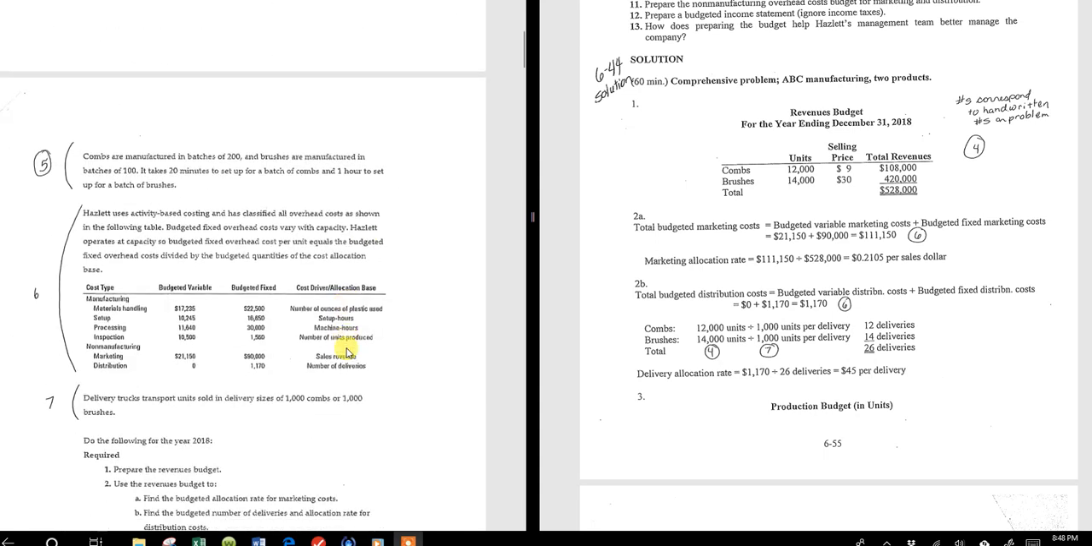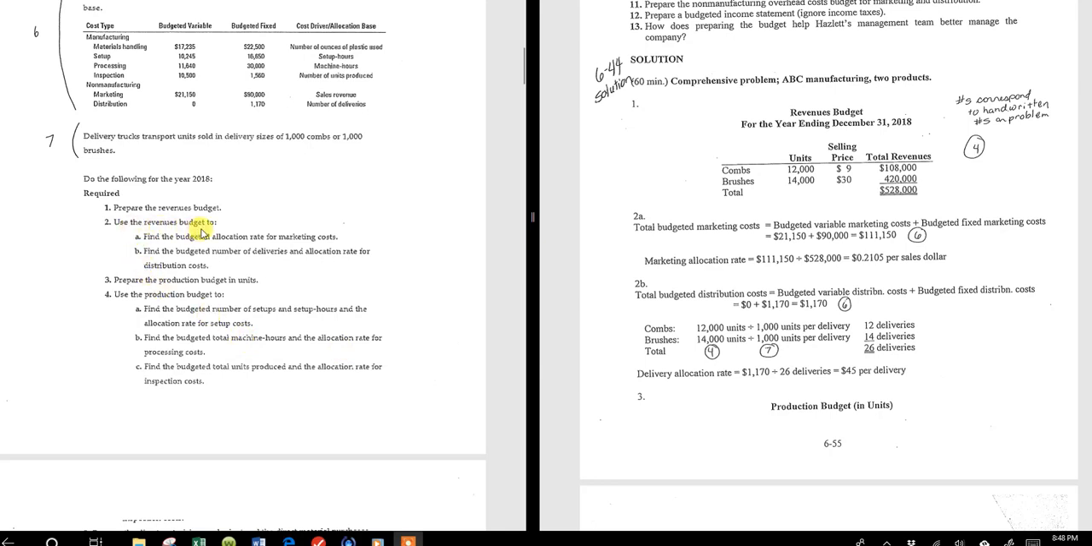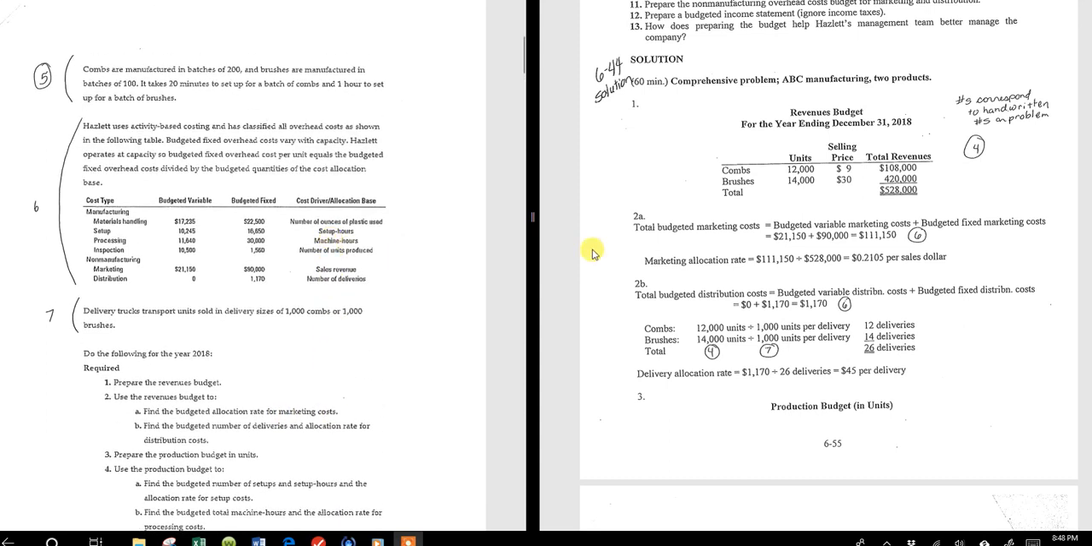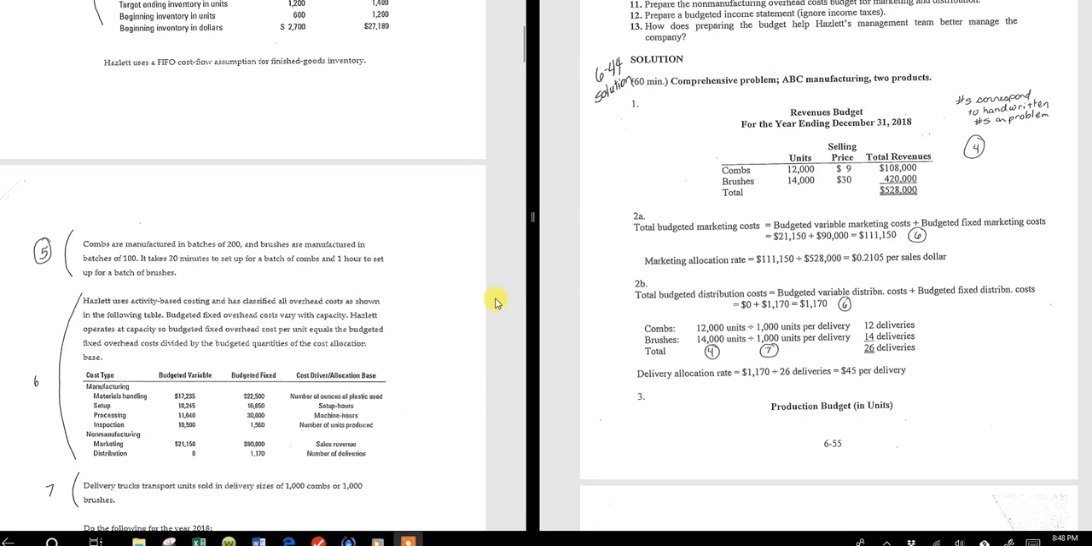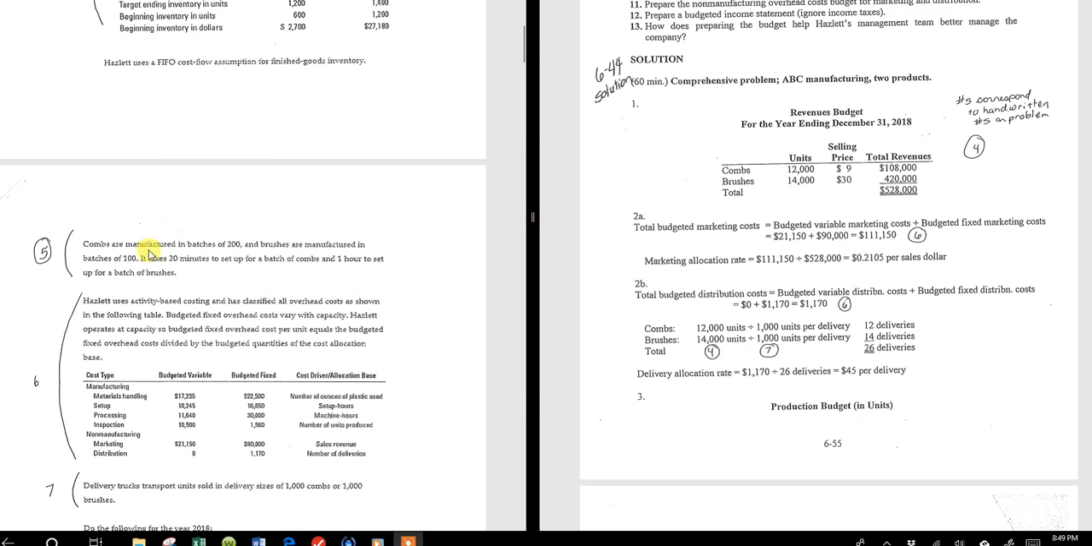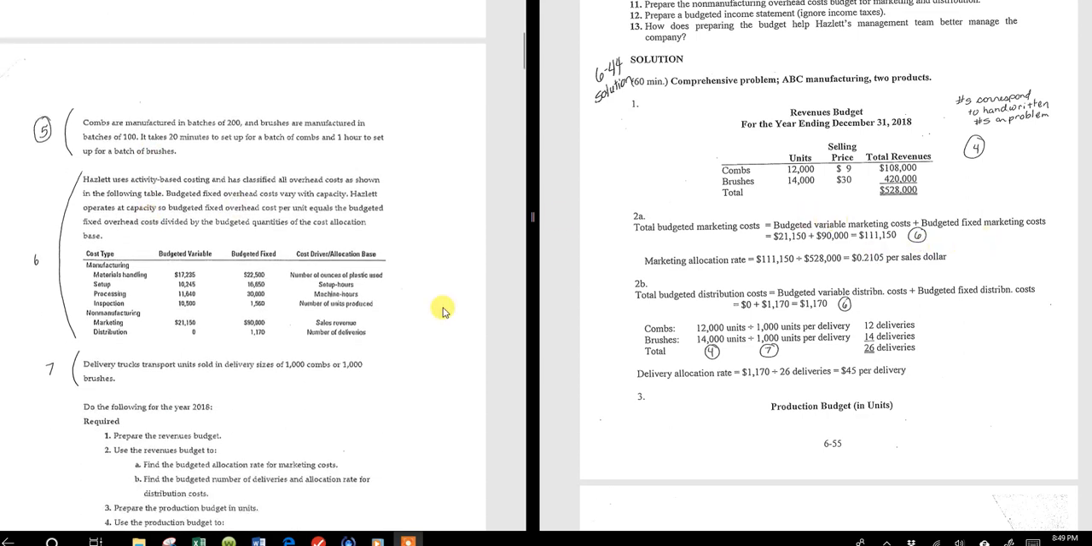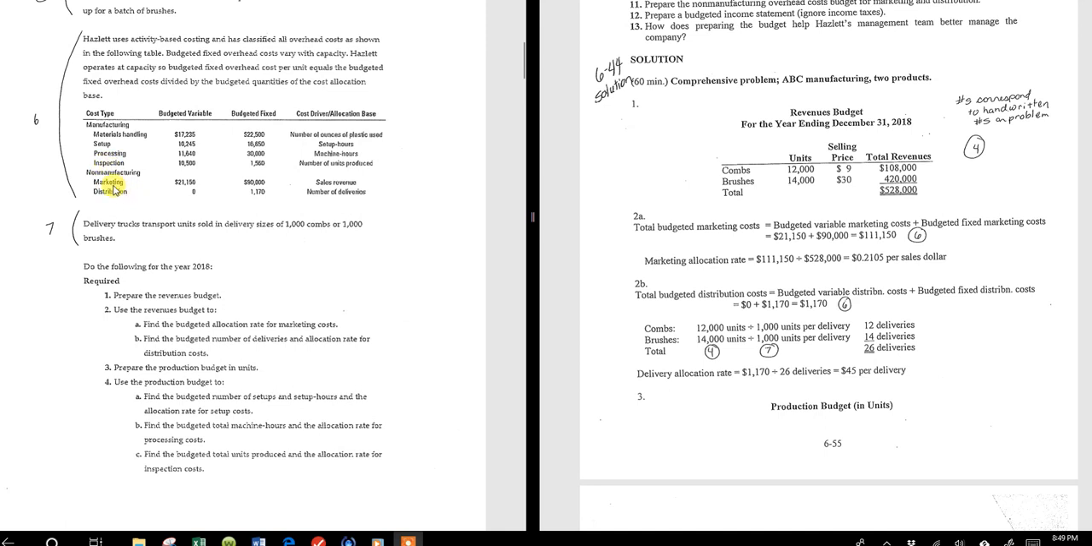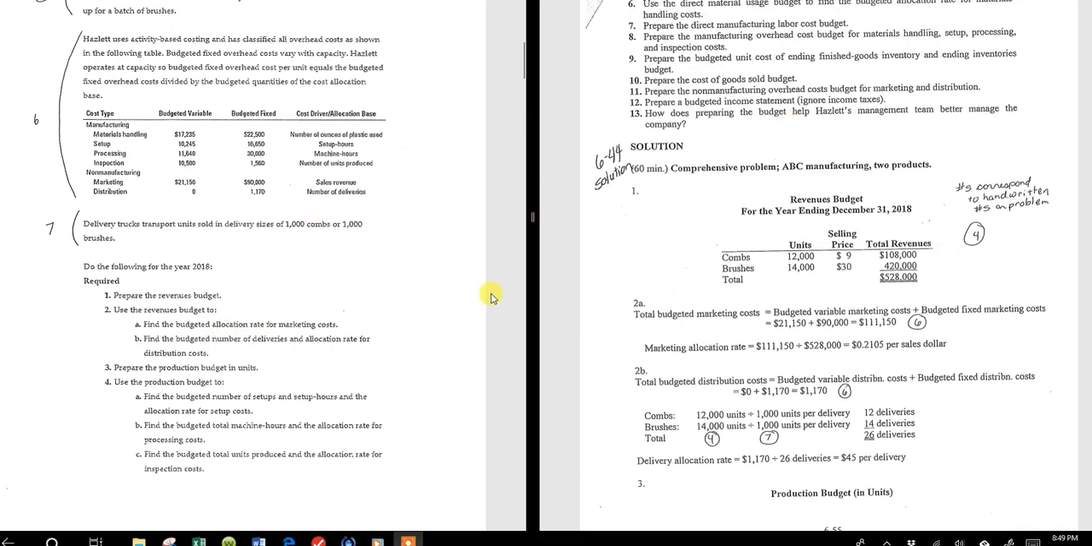And then the second question, I'm going to go back and forth here. Use the revenue budget to find the budgeted allocation rate for marketing costs. Notice in 4 it doesn't tell me anything about marketing costs, so I'm going to have to search through the problem. I've written it down here. I found it. It says that we have marketing costs of $21,150, and we have $90,000 of fixed, and we need to do it based on the revenues budget.